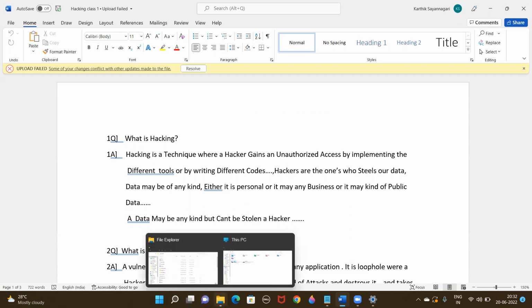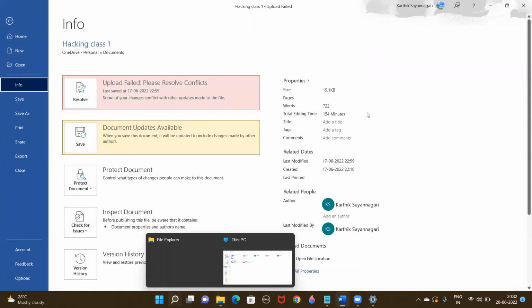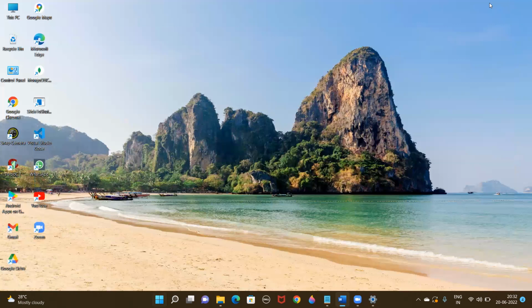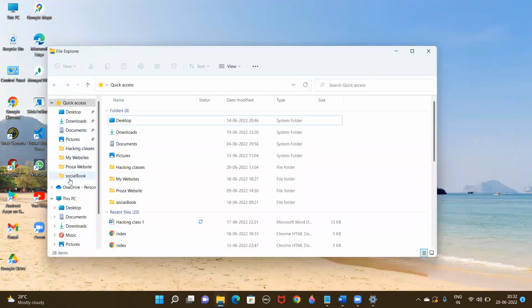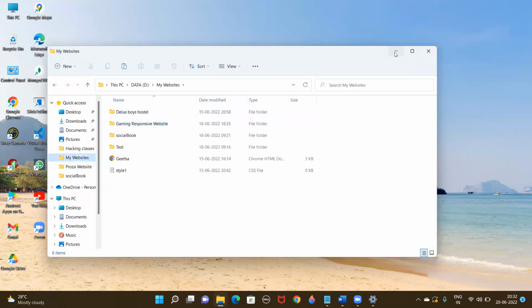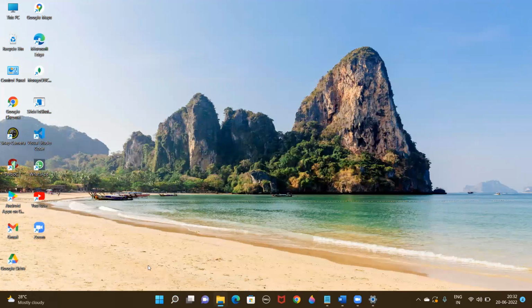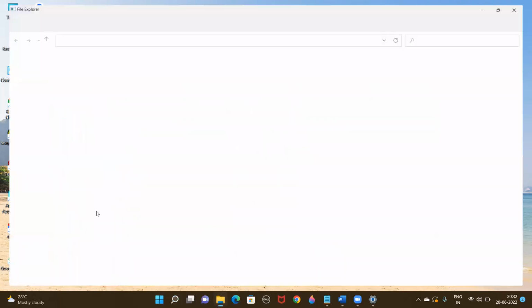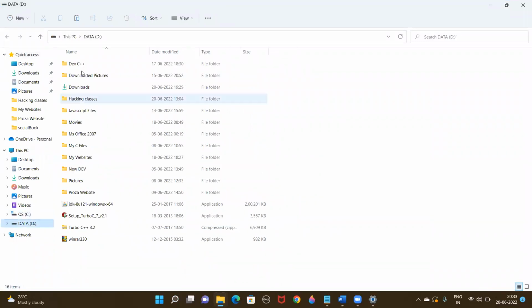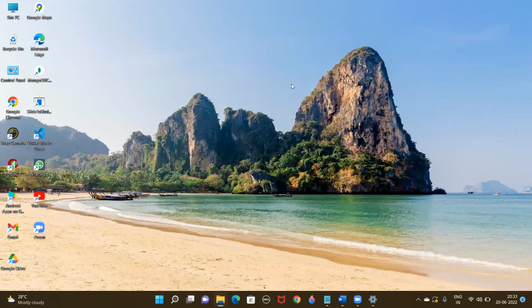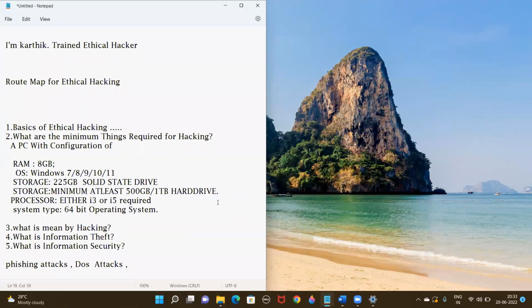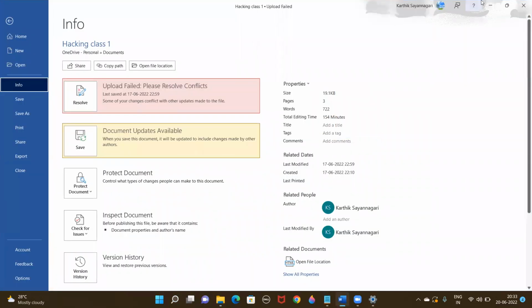For example, I have File Explorer, and here I have different kinds of data. In these websites of mine, I have different kinds of data, and you can also have personal information. These data can be stolen by illegal hackers. So what are the precautions that we have to take when it comes to protection? Let's see.